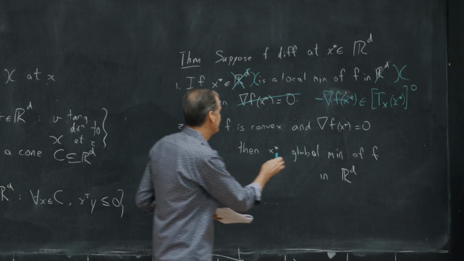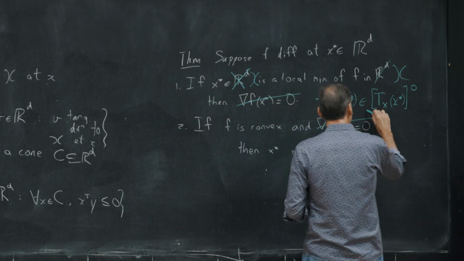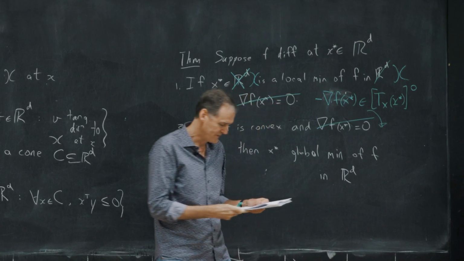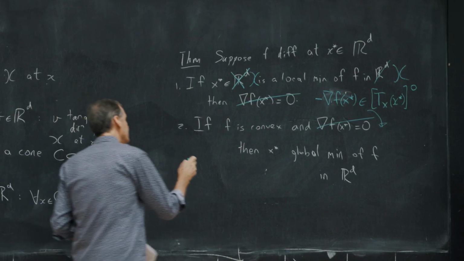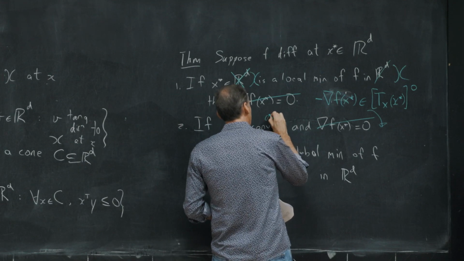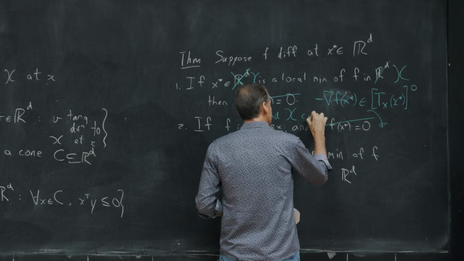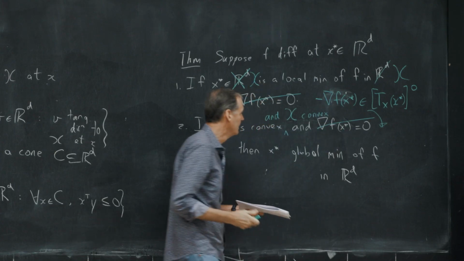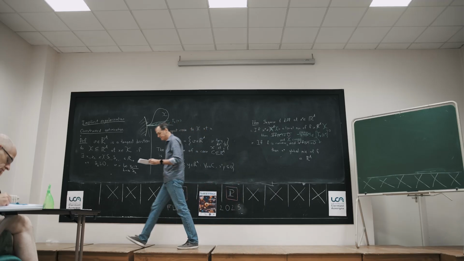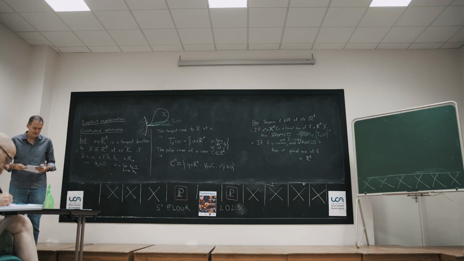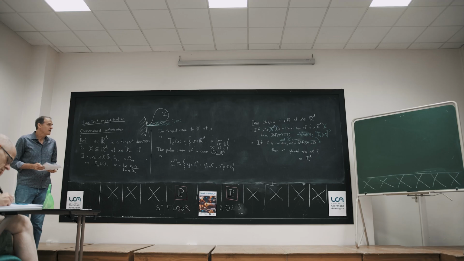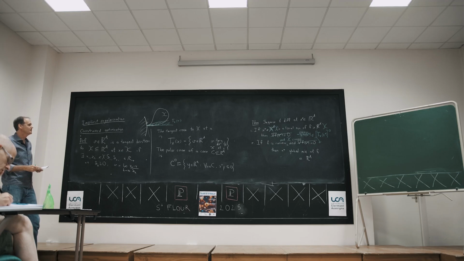And if it's convex and this condition is true, then X star is a global minimizer of, actually there's an extra condition. F is convex and the set X is convex. Then this is a necessary and sufficient condition for a minimizer, and it's a global minimizer. Okay, so this is conceptually very simple, and these polar cones are very nice.